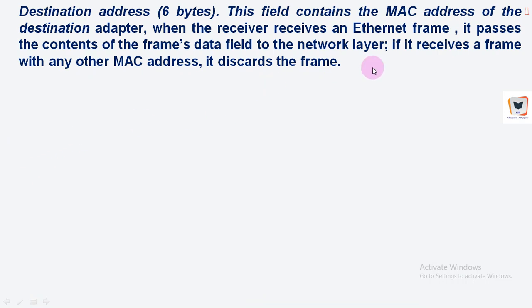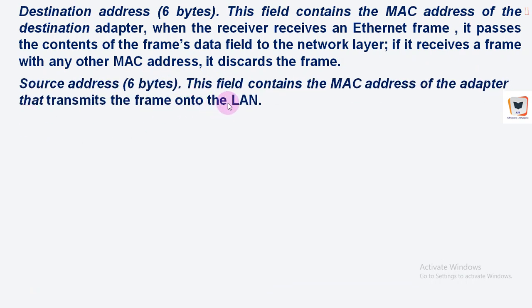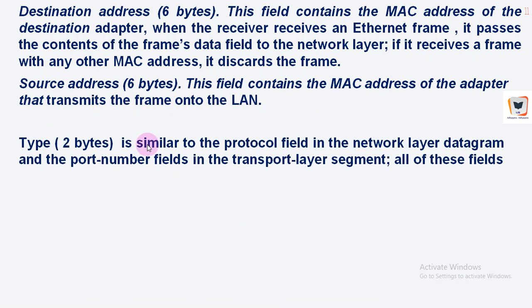Destination address: this field contains the MAC address of the destination adapter. As I said earlier, when the receiver receives the Ethernet frame, it passes the contents of the frame's data field to the network layer. If it receives a frame with any other MAC address, it discards the frame. Source address: this field contains the MAC address of the adapter that transmits the frame into the LAN.